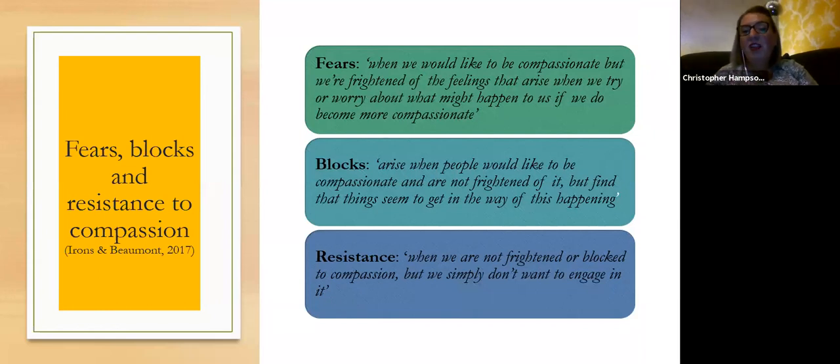The blocks arise when people would like to be compassionate and are not frightened of it, but find that things seem to get in the way of this happening. And in my experience working with CFT, I do a lot of work there around defense mechanisms, because a lot of the time it is avoidance and denial. Or they project a lot of compassion onto others, but none to themselves. And resistance, when we're not frightened or blocked, but we simply don't want to engage in compassion.